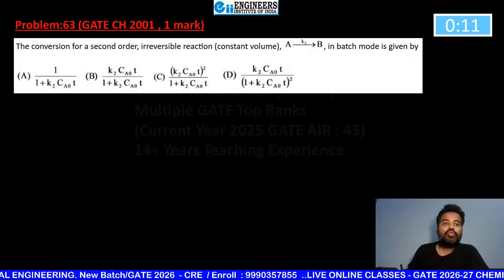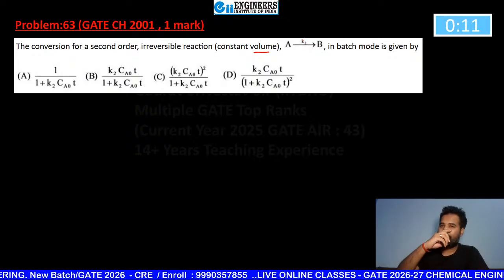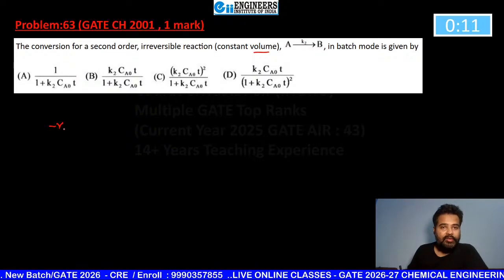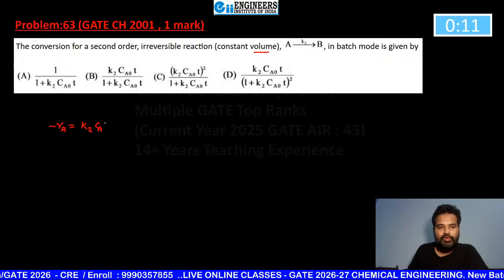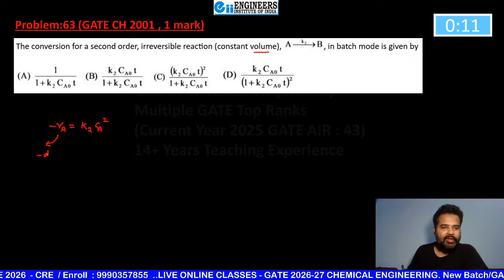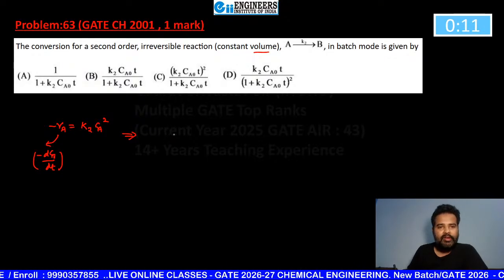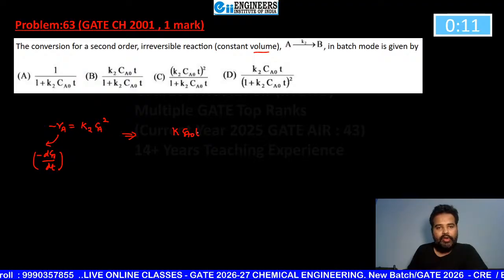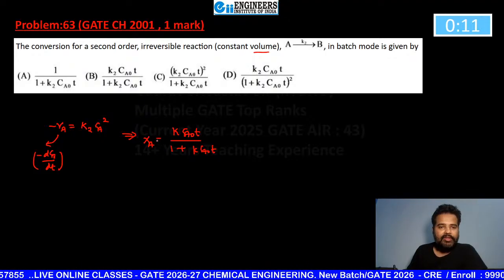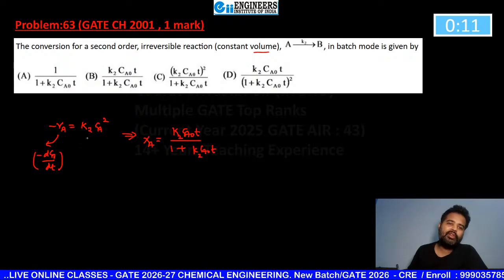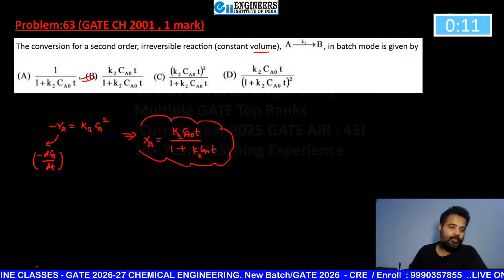Very good, beta. So the conversion for a second order irreversible reaction at constant volume, A forming B in batch mode. Here the reaction rate constant is written as K2, and clearly it is second order, so you can write, as only one reactant is there, for second order it should be K2 CA square, and in place of this you can write minus dCA by dt, and just solve it. I'm not going to kill time here. After solution you get K CA0 t upon 1 plus K CA0 t. Everyone, I hope you remember for second order reaction that X is equal to this one. This time K2 is there, so just write K2. After solving this, after putting the limits, you will get this one. So clearly B is the right answer. Very easy. GATE 2001, 1 mark question.